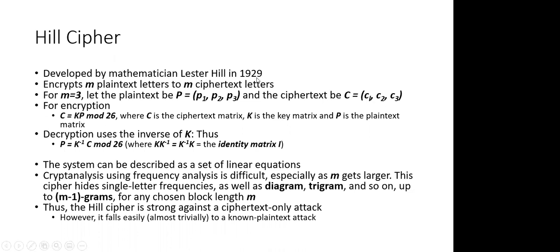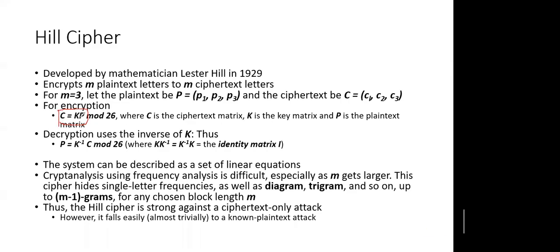Even we were not born at that time. He invented this, and he gave the formula. The formula is very easy. They use matrices for it. So they say that the ciphertext can be like this: the ciphertext is k multiplied by p.